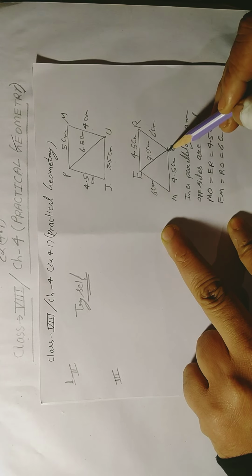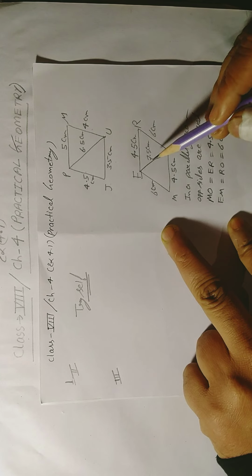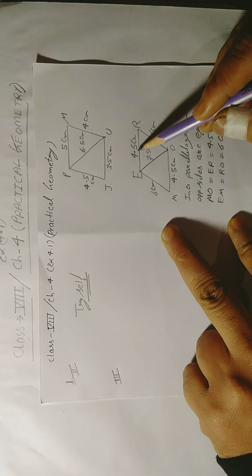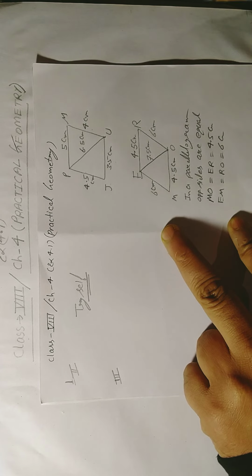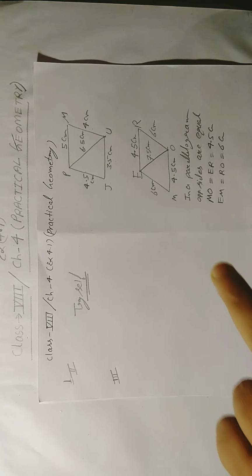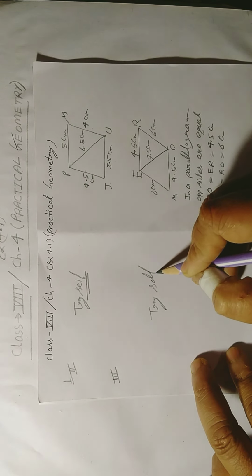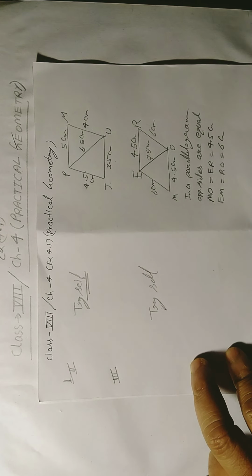Firstly we draw MO. With the help of compass we mark 6 centimeter and 7.5 centimeter, which cut each other at E, and then mark 4.5 centimeter and 6 centimeter which cut each other at R. Then we construct the parallelogram MORE. So try its third part yourself, and if you have any problem you can discuss with me.